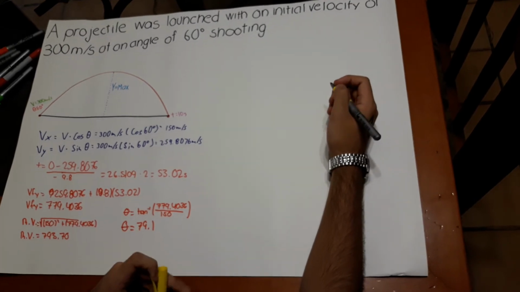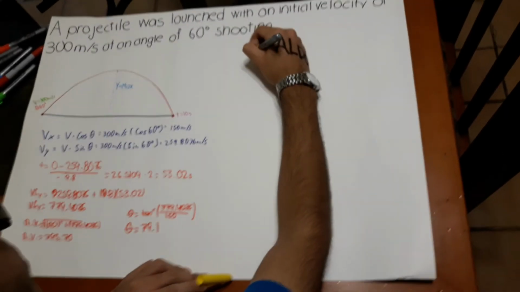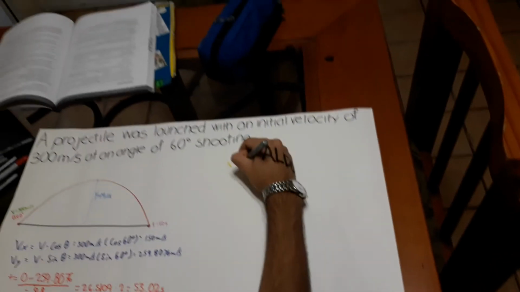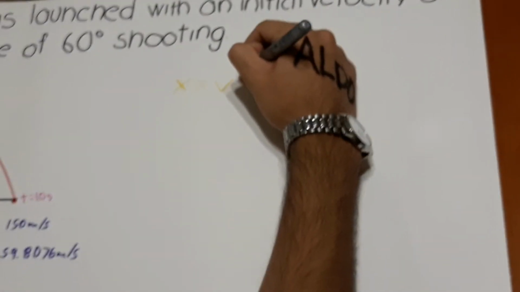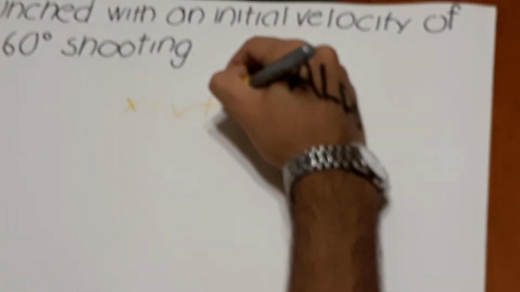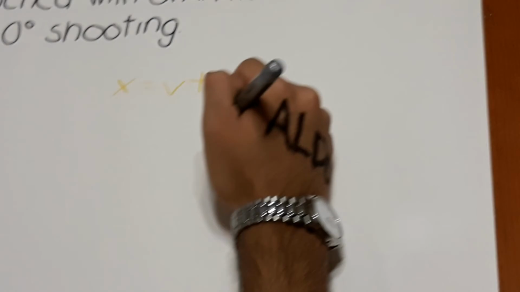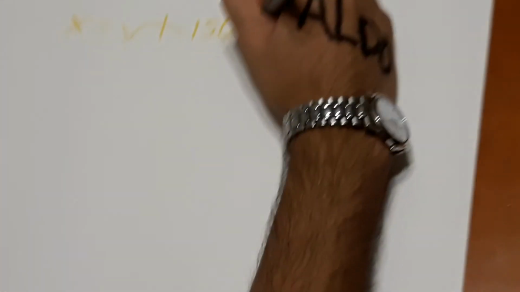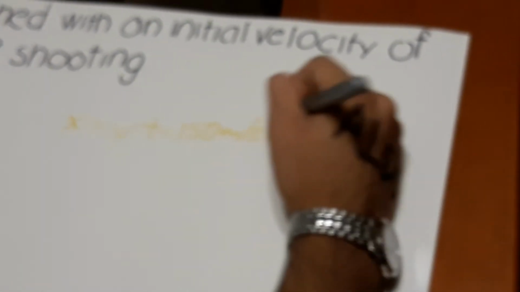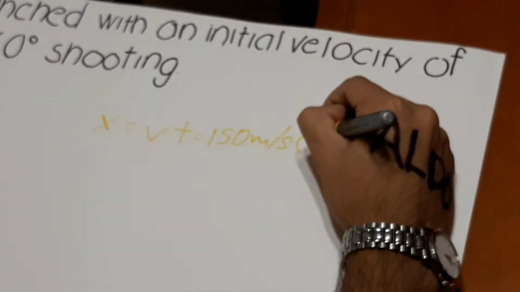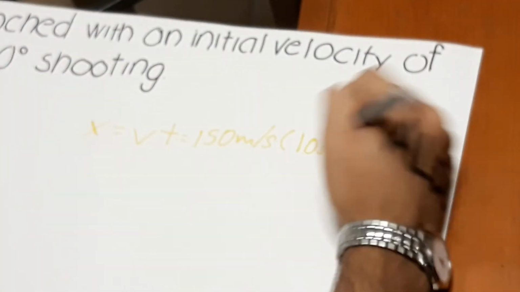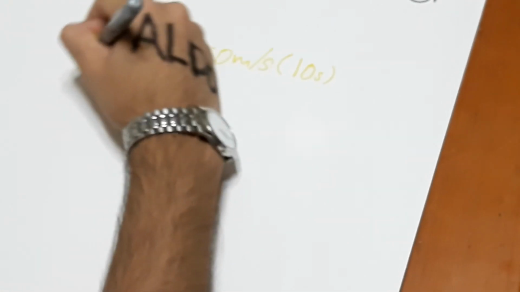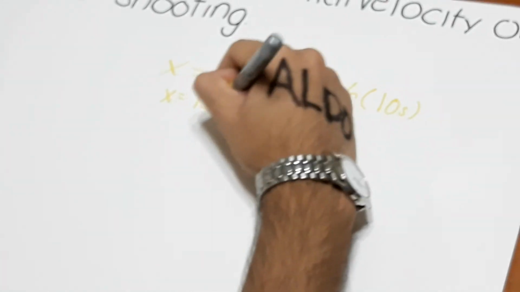Okay, now we are going to obtain the horizontal distance, which is obtained with the formula velocity times time, which will be 150 meters per second times 10 seconds, which is this data, and it will be 1500 meters.